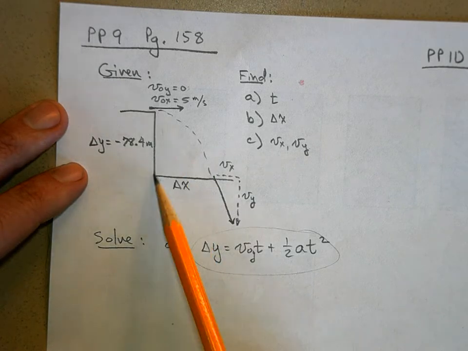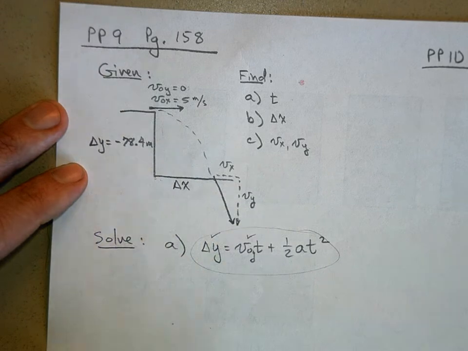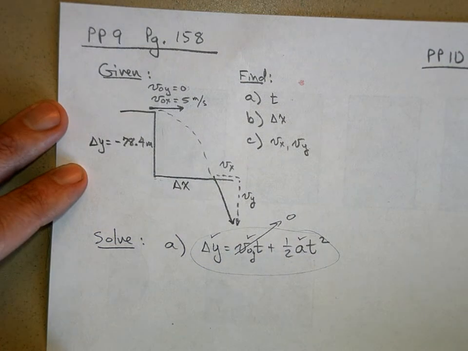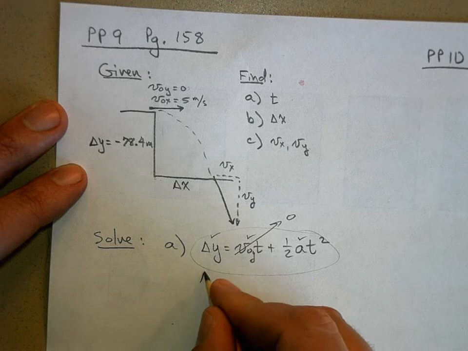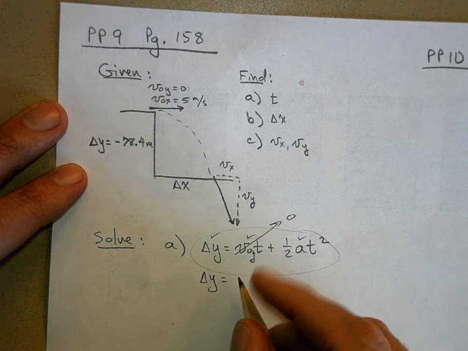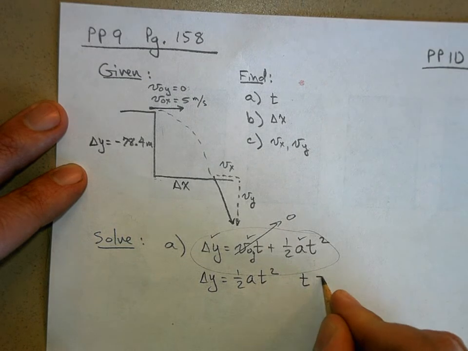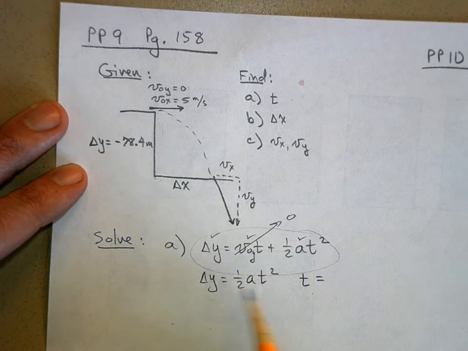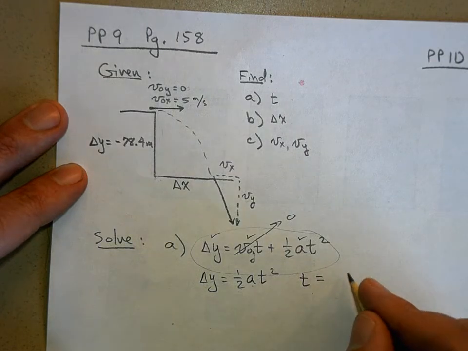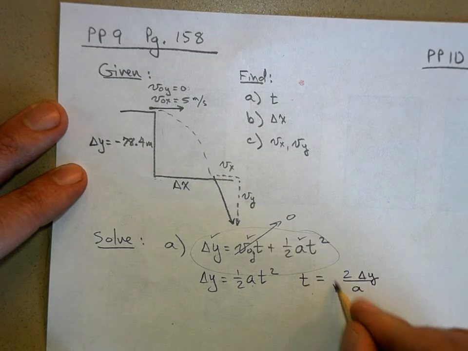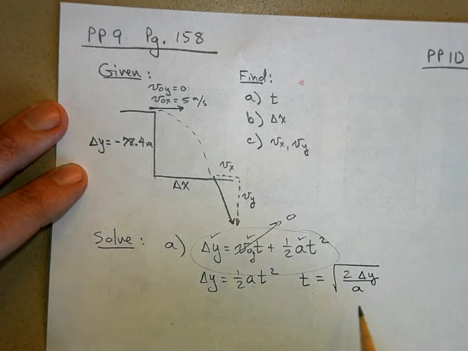And so I look at delta y. Yes, I know what delta y is. I know what v naught y is. It's actually 0, so that whole thing goes away. And I know what this is. So the only unknown is time. So I'm going to solve for time. Since that's 0, we know that delta y is equal to 1/2 a t squared. So I'm going to solve for t. T is equal to, well, multiply both sides by 2, divide by a, and take the square root. So 2 times delta y divided by a, take the square root. And there's the expression for time.